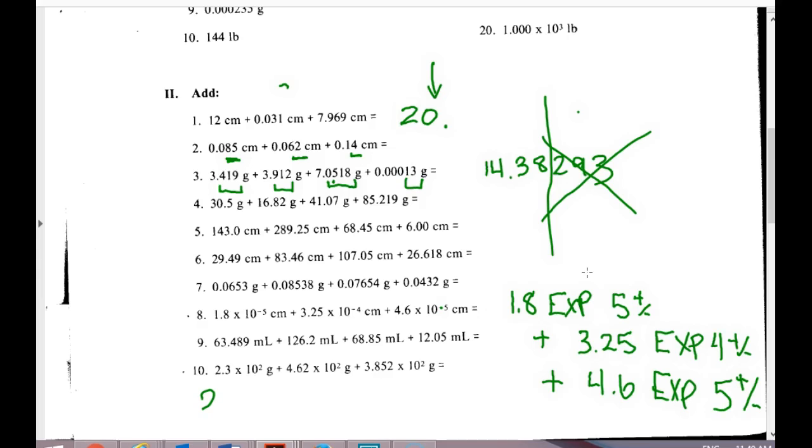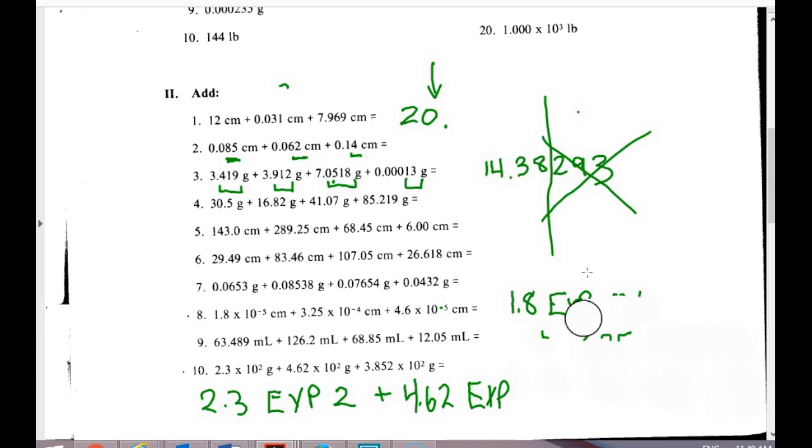Okay, 2.3 EXP 2, add 4.62 EXP 2, plus 3.85 EXP 2, and then press the equals button, and again you're going to get a very different number than the calculator answer that you received.